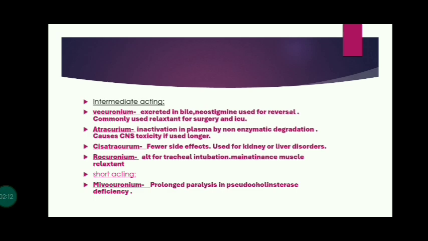Rocuronium is an alternative for tracheal intubation in the place of succinylcholine. It is used for maintenance of muscle relaxants. Succinylcholine generally causes regurgitation and high induced reflexes, and it has a very short acting time. So because of these side effects, rocuronium is used for long surgeries like neurosurgery for intubation.